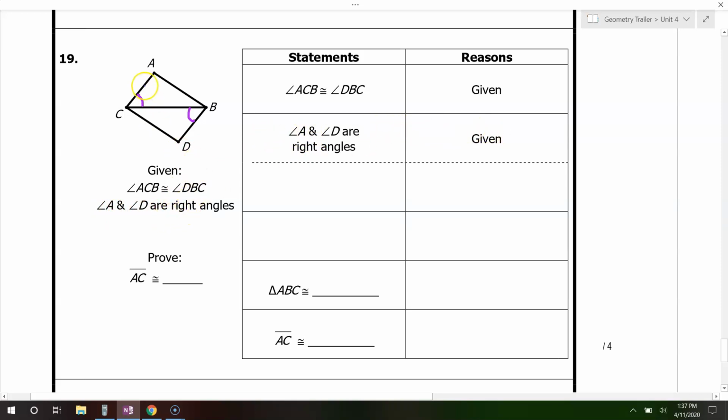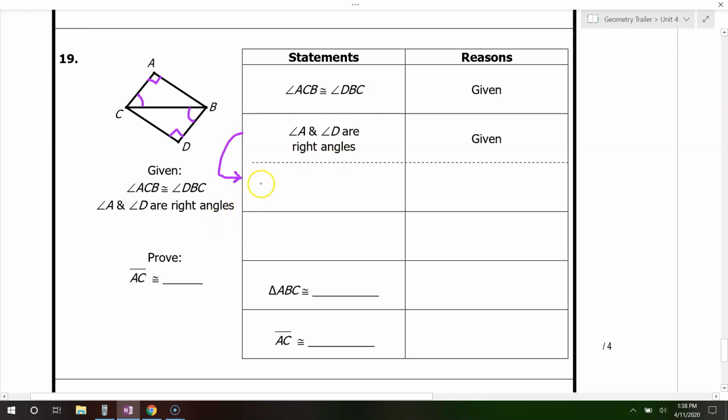How do we mark that? So angle A and angle D. Now, it's not good enough just to say that these are right angles. We need to say that they are congruent, right? Just like we said ACB is congruent to DCB, we need pairs of things that are congruent. So that's why anytime you say that two things are right angles, you will immediately say that they are congruent.